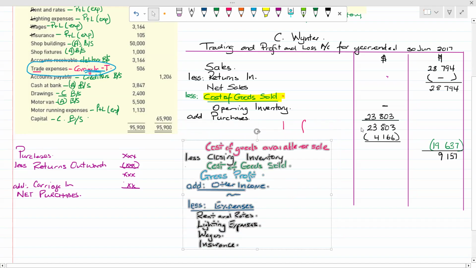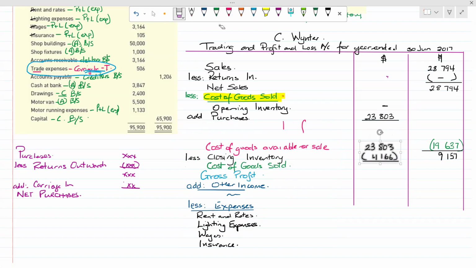Right? You shift all of that down. Right. So this part here, now I'd put this in a different color because this is based on assumption, right? I am assuming that these trade expenses have to do with trading, like a carriage inwards, for example.